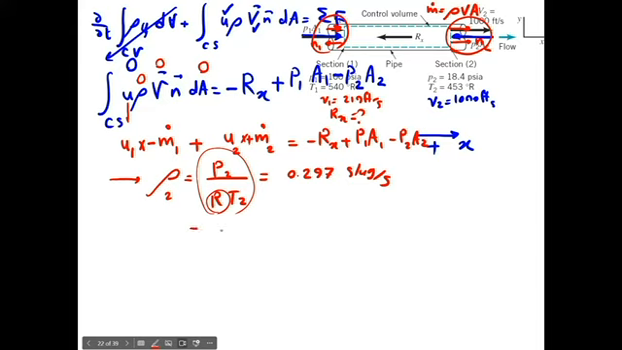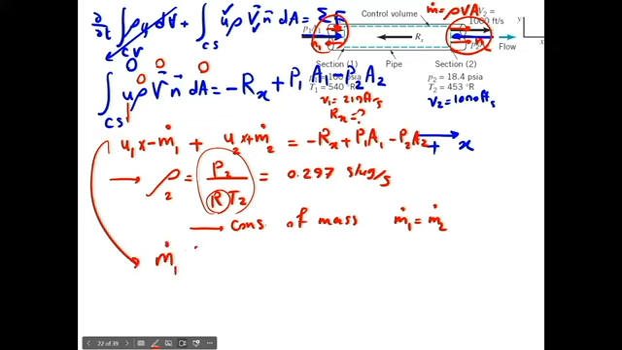And conservation of mass helps you here. It says that m dot 1 should be equal to m dot 2. So I will replace them with just one of them, m dot 1. U2 minus U1, because this one has negative, equal to minus Rx plus P1A1 minus P2A2.